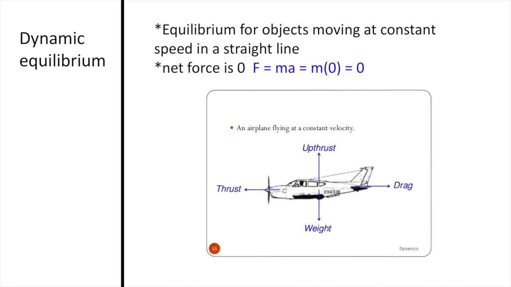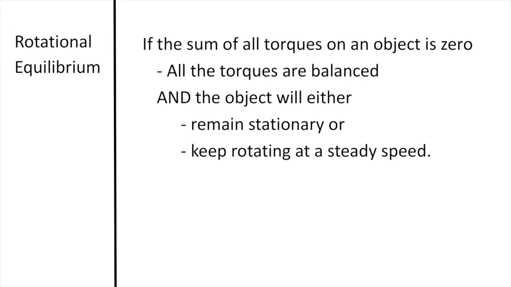So here we have the plane, and it's moving to the left. You have the thrust, and you have the drag pulling you back, which is a net force of 0, whereas you have your lift and you have your weight, which is pulling you down. And those also negate each other, so you have a net force of 0. So you're moving at a constant speed. You're still in equilibrium.